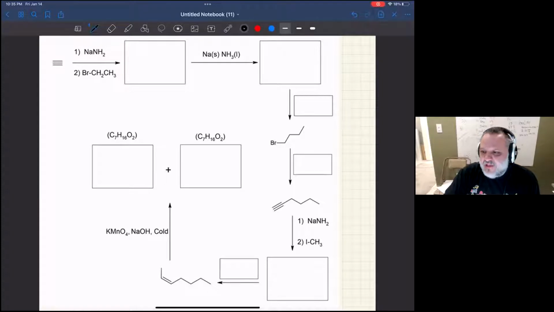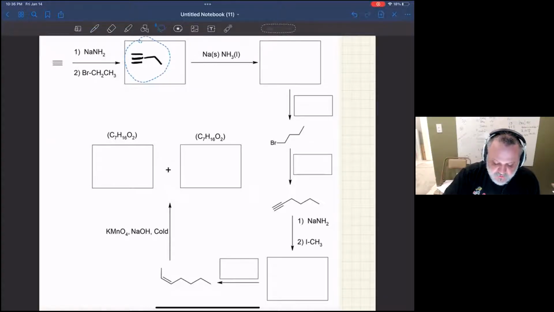So I've got a 2-carbon alkyne, and I'm going to react it with sodium amide and ethyl bromide. Well, that's going to take my 2-carbon alkyne and add 2 carbons to it. So that's the product of that first reaction. So I got 2 carbons added to it. All right.